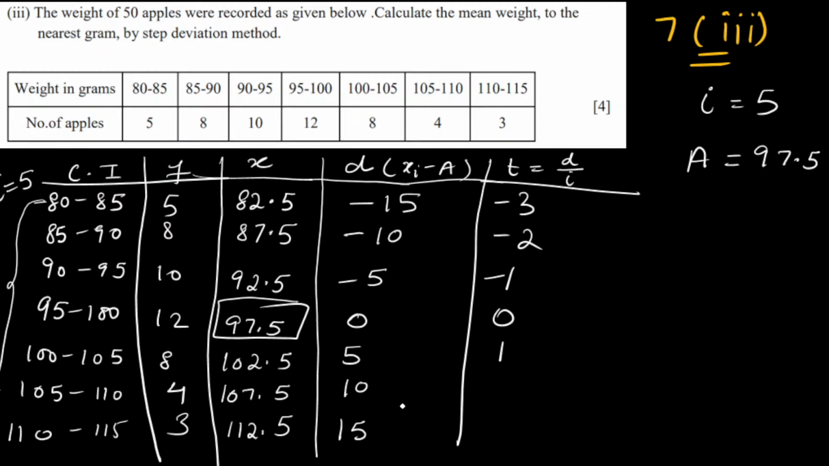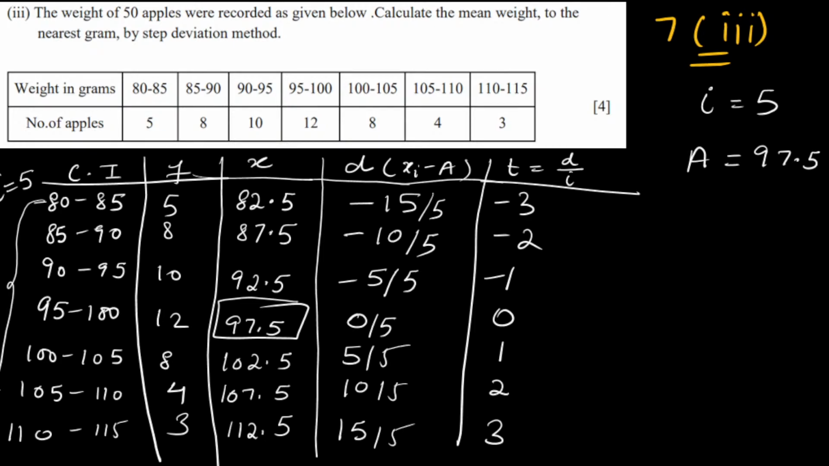10 divided by 5 is equal to 2. 15 divided by 5 is equal to 3. Yes, you all are sharing the answers, very good. So with this, you just have to divide by 5 with all of these ones and write the answers.